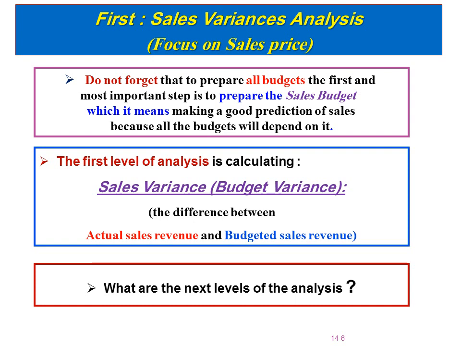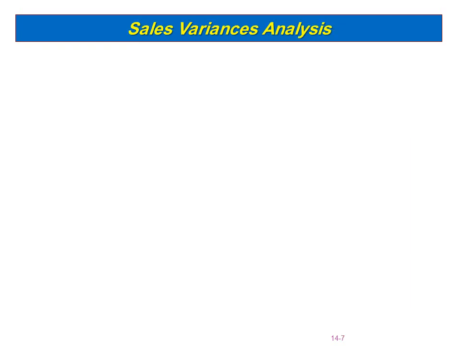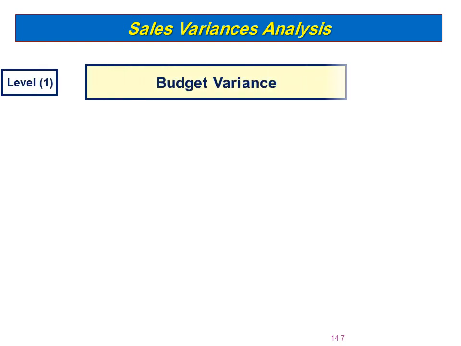What are the reasons? If the first level of analysis is calculating budget variance, what about the next levels of sales variance analysis? We can assume that we have 4 levels to analyze sales variances. The first one is calculating budget variance. What about the second level?